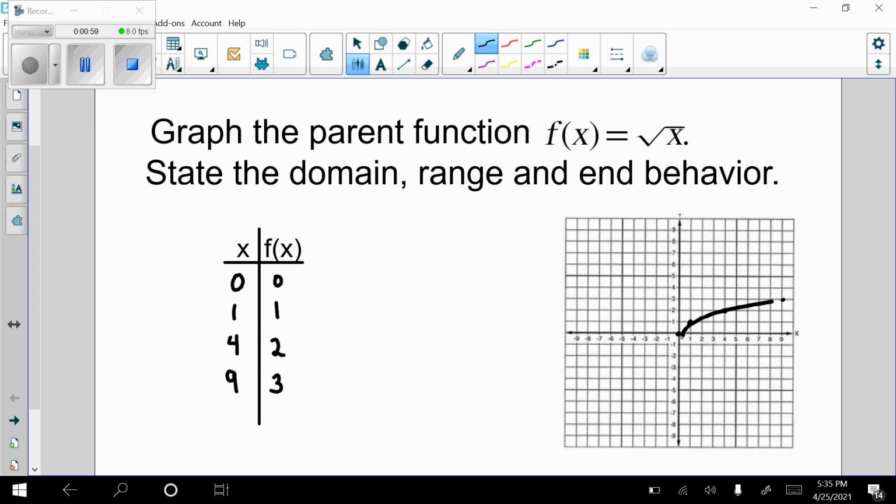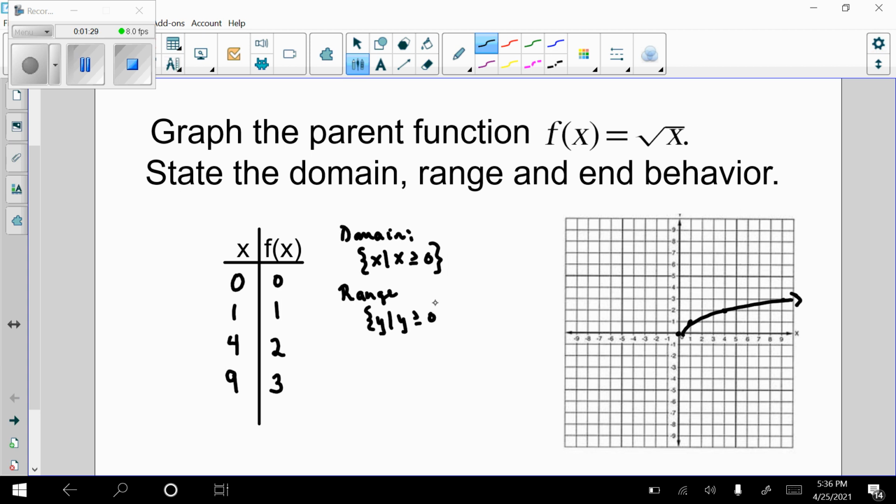So if you notice, it only heads in one direction because we cannot put negative numbers underneath our radical. So my domain is restricted. All values of x such that x is greater than or equal to 0. My range is also restricted. All values of y such that y is greater than or equal to 0.